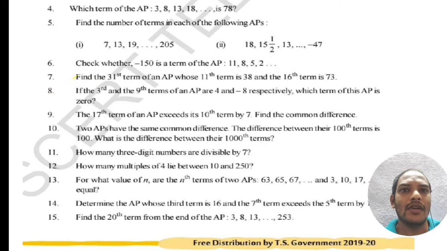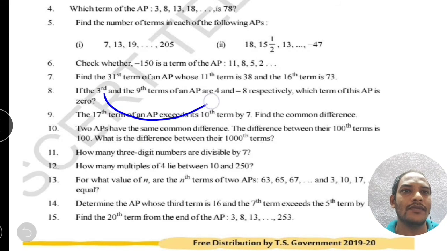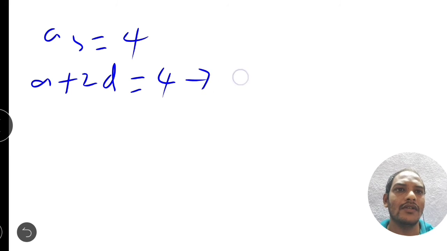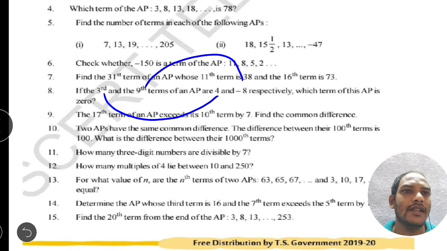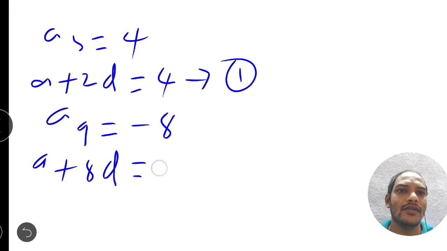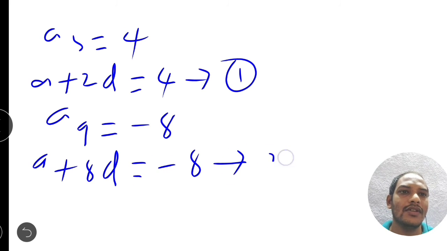So next, 8th problem: if the third and ninth terms of an AP are 4 and minus 8 respectively. See, the third term is 4 and the ninth term is minus 8. So third term A3 equals 4. So A plus 2D equals 4, equation 1. Next, the ninth term is minus 8. So A9 equals minus 8. So A plus 8D equals minus 8, equation 2.